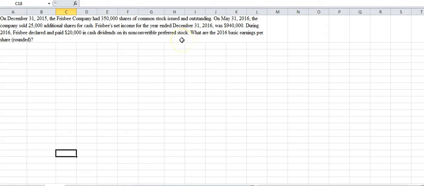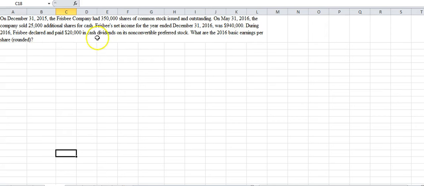Okay, it says during 2016, Frisbee declared and paid $20,000 in cash dividends on its non-convertible preferred stock. It's non-convertible preferred, so it's preferred stock. So since you paid it to preferred stockholders, you must subtract it from your net income to come up with earnings per share, right? Because you gave that money away to preferred stockholders. Had you given it to common shareholders, you wouldn't have subtracted it, okay? What are the basic earnings per share rounded?